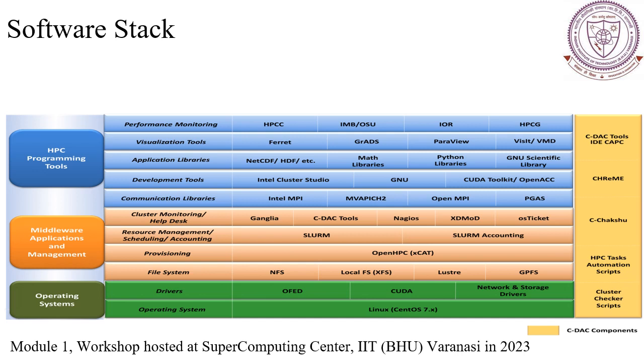Now see the software stack. To harness the power of an HPC or any computer hardware, we need software. So this is the software stack which we have used in our HPC cluster. The first layer is the operating system, OS. We have used Linux CentOS 7. So in your mind, one question will arise: why have we used the Linux operating system?